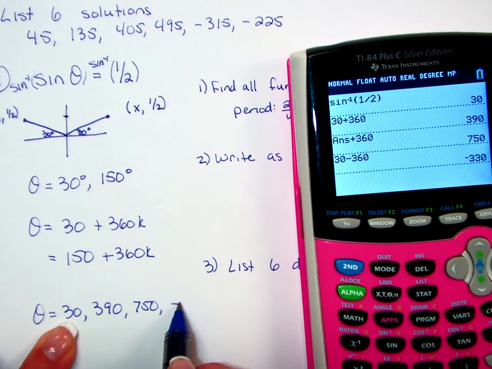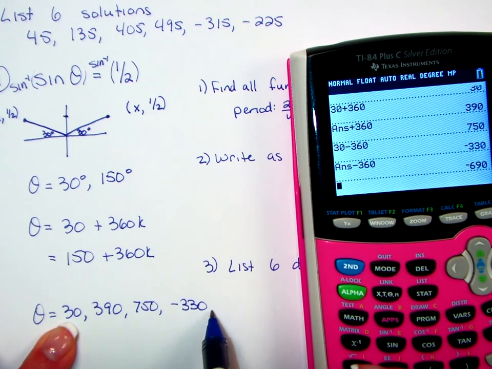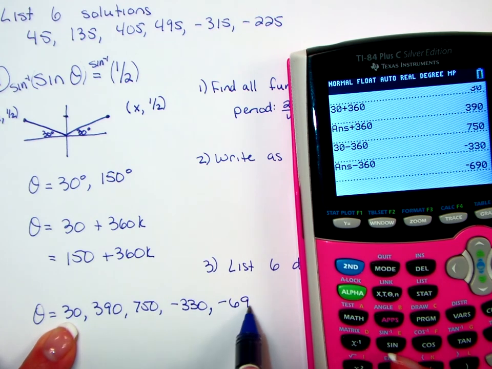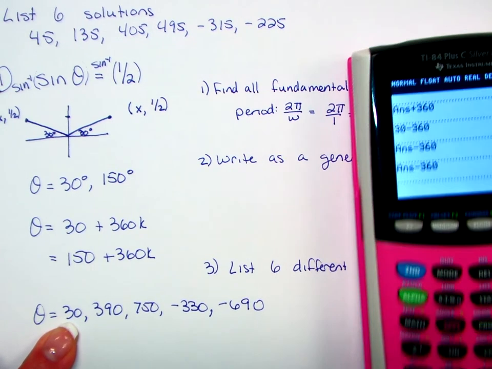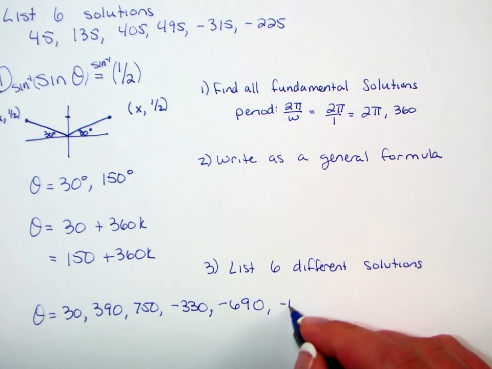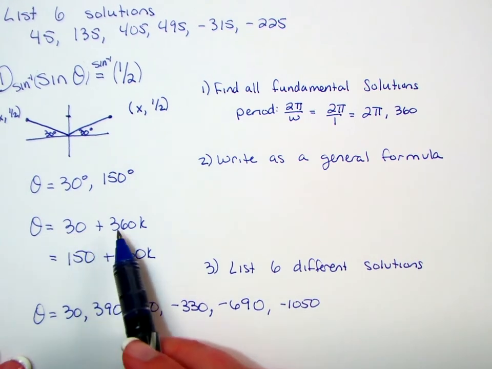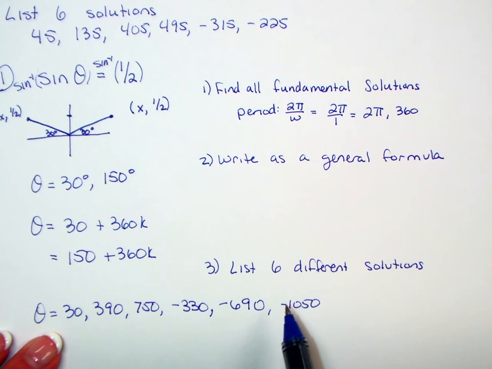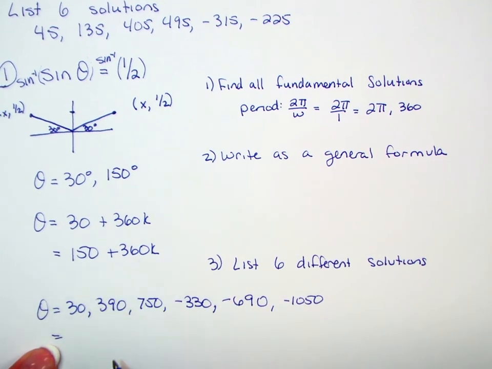So we could get negative 330. I could subtract 360 from it again to get another angle, negative 690, and then I need one more. So let me go ahead and subtract 360 again and get negative 1050. All of these are solutions, right? Now I just used the first fundamental solution to find all 6. That's perfectly fine. But I could also use the second fundamental solution to find 6 more.